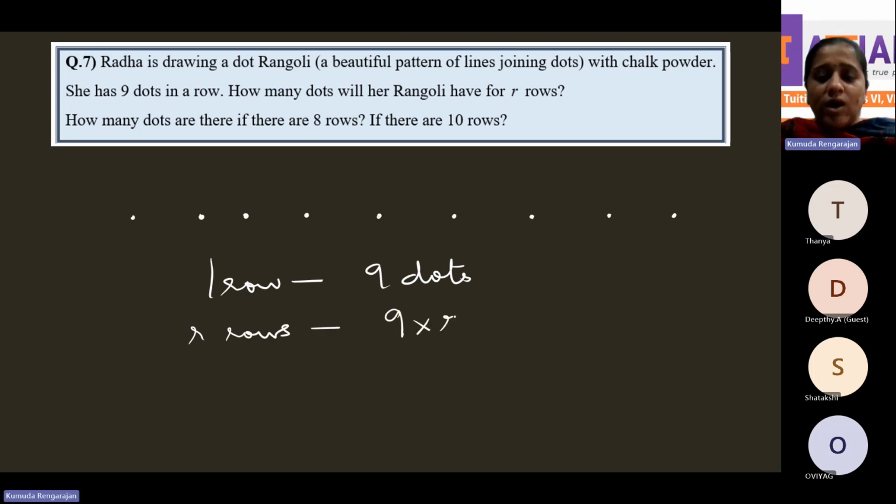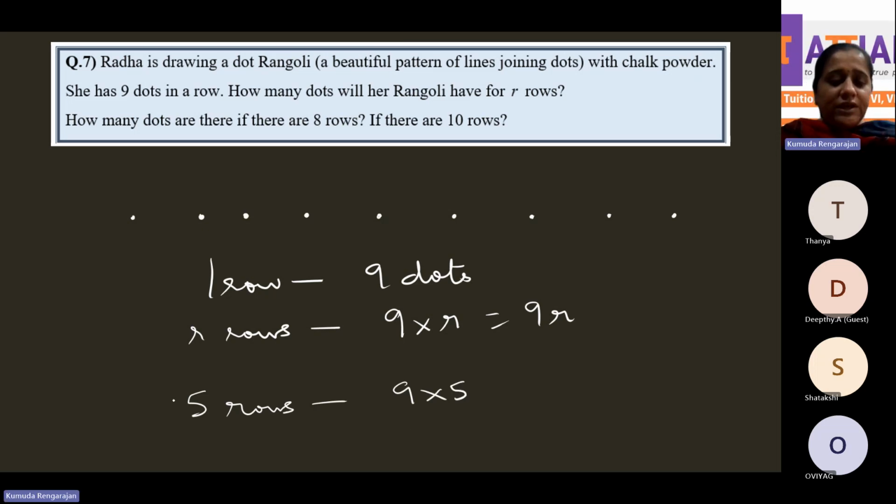9R. 9 into R dots or 9R dots. Because supposing it is 5 rows, then she'll have 9 into 5 dots. If it is 15 rows, she'll have 9 into 15 dots. If it is R rows, she'll have 9 into R dots. That is 9R dots.